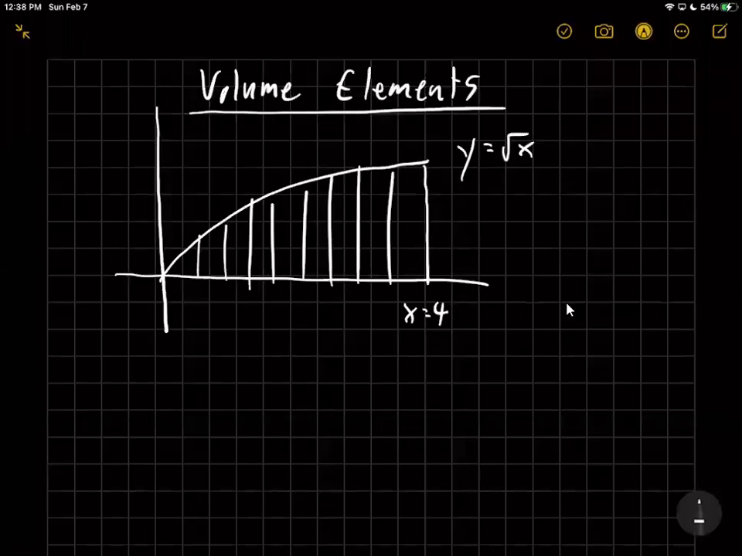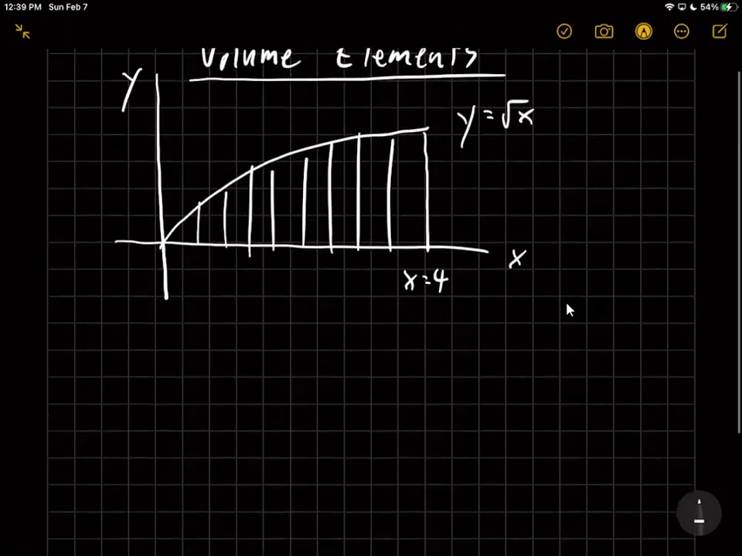Okay, so now we want to move into volume elements, and we're going to look at volumes using areas of known cross sections, I should say. All right, so this is in the XY plane. This is not a volume yet, it's an area.